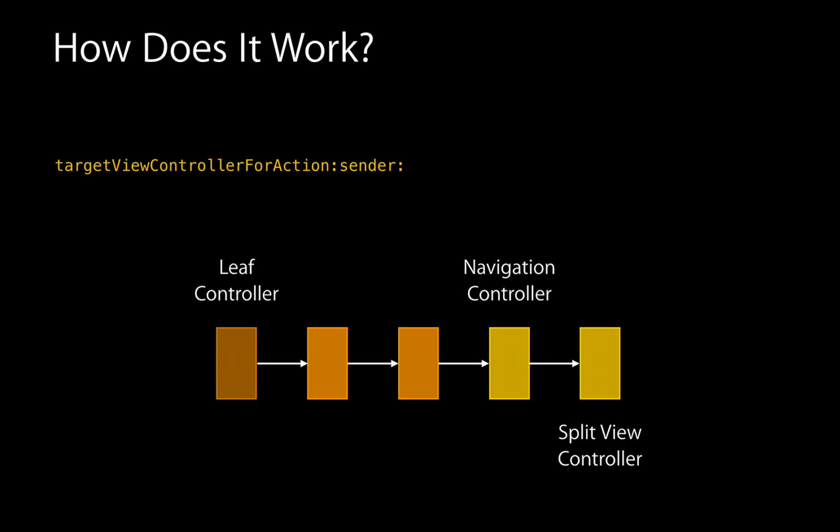And target view controller for action works by looking at the view controller and seeing if it's overridden the action method that you've passed in, and also whether that view controller wants to receive that specific action. And the great thing about this is that since it's public, you can use it to make your own methods that work just like show view controller and show detail view controller. And we'll see some specific examples of this as we've used it in our sample application.